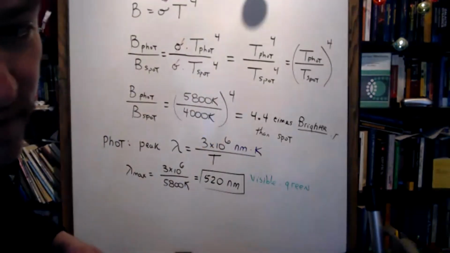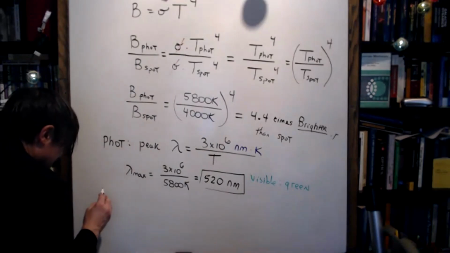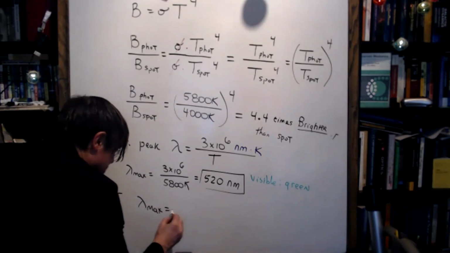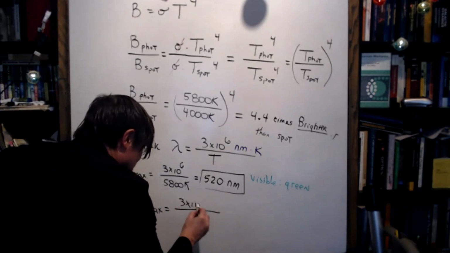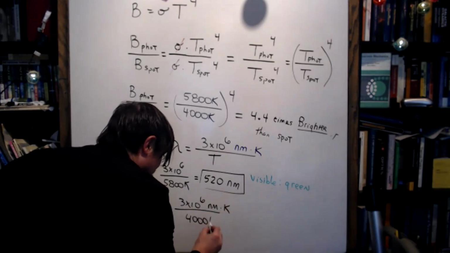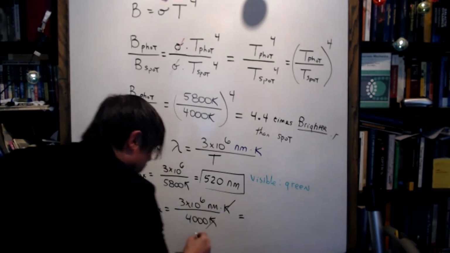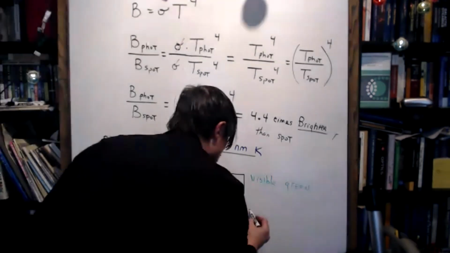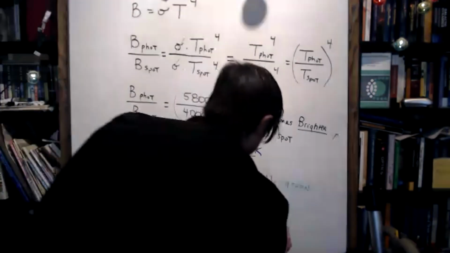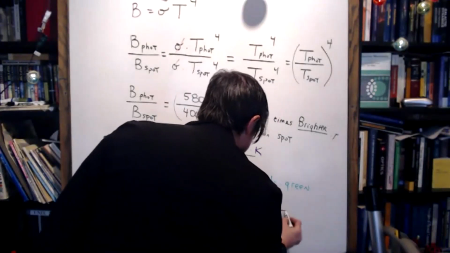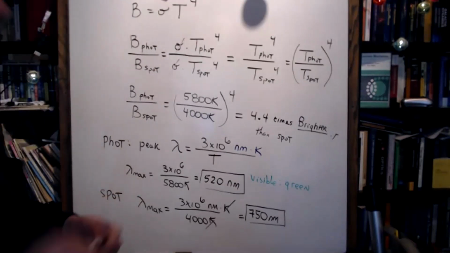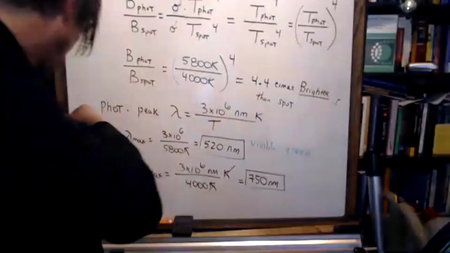Okay, now let's try to do it for a sunspot. What is the peak wavelength of emission? It's 3 million nanometer kelvins divided by 4,000 Kelvin. 750. Units? Nanometers. Regime of the electromagnetic spectrum? Visible. Color? Red. Yes. Let's go. Now you guys are talking.